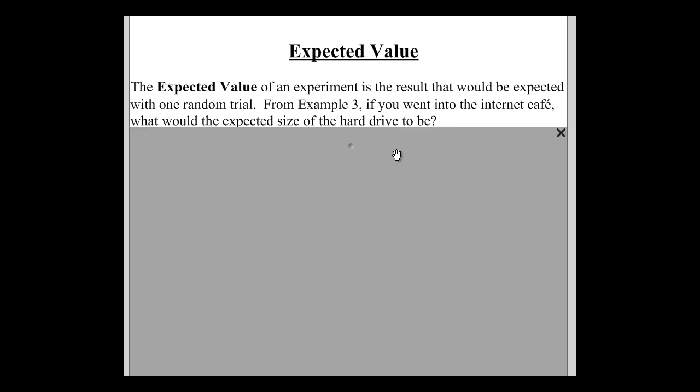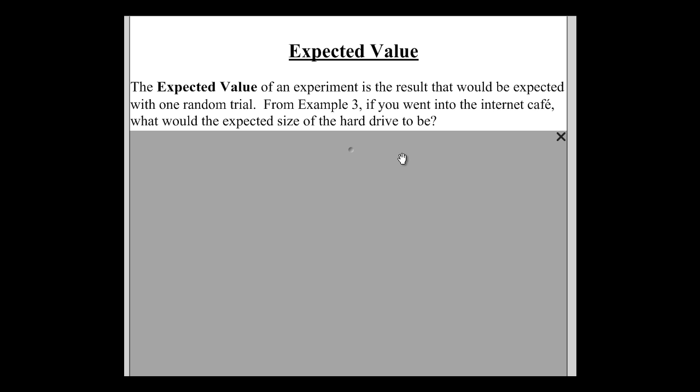Let's move into something a little different, but it ties into the probability distributions. It's this concept of expected value. This is really important. We're going to calculate this and use this quite a bit. So let's discover what it's about. The expected value of an experiment is the result that would be expected with one random trial.